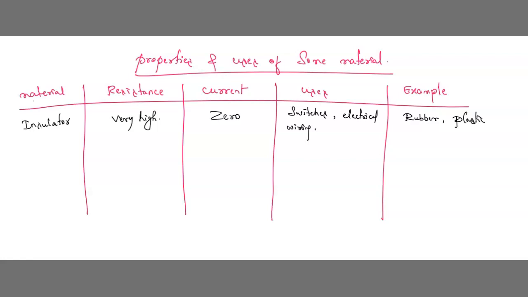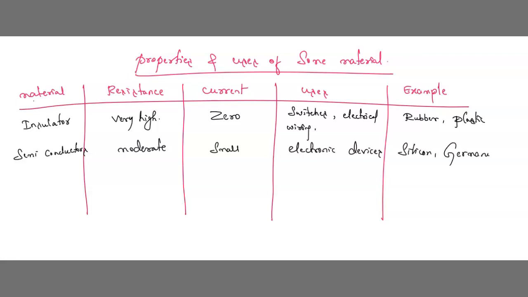Next, let me see semiconductors. What are we taking, children? Semiconductors. In this, resistance is moderate, neither high nor low, and current will be small. Where do we use this? We use this in electronic devices. Examples: silicon, germanium.